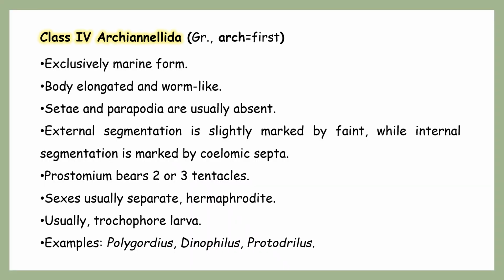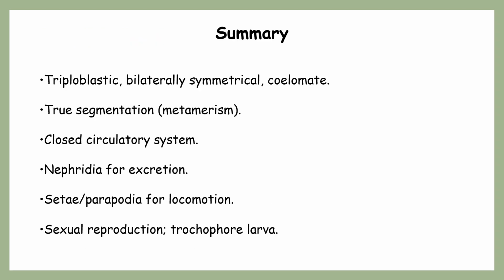So this is about the classification of the phylum Annelida. As a summary, looking at the general characters, annelids are triploblastic in nature, exhibiting bilateral symmetry and coelom. They have a true coelom and true segmentation, a very key character of this phylum. They have a closed circulatory system, nephridia as excretory organs, and setae or parapodia as locomotory organelles. Sexual reproduction occurs, and if the development is indirect, they have the trochophore larva.